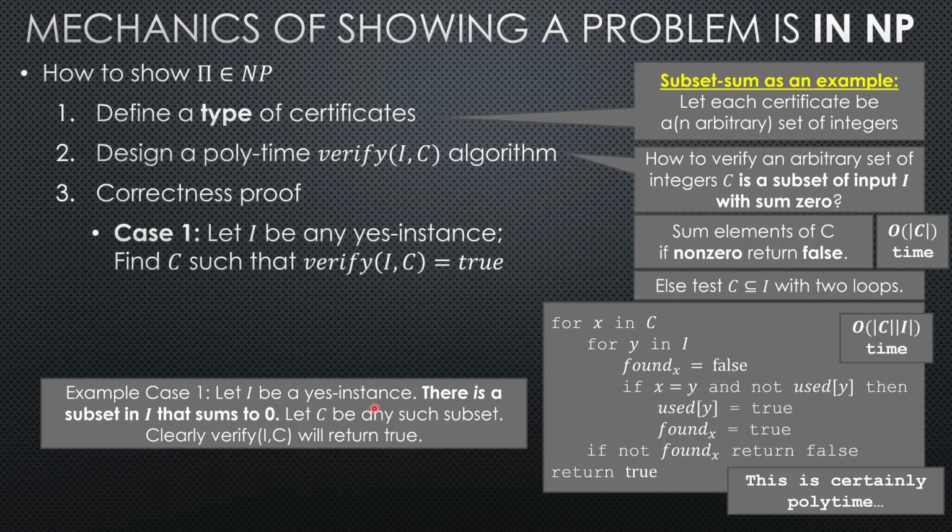Well, let I be a yes instance. We know because it's a yes instance, there is a subset that sums to 0. Let C be any such subset. Then, if we provide C to verify(I, C), we can verify by looking at our code for verify that it will return true. Okay, that's it. We've proved this case for subset sum.